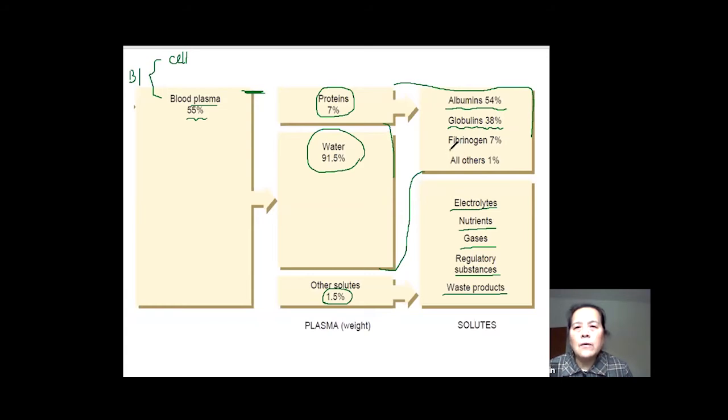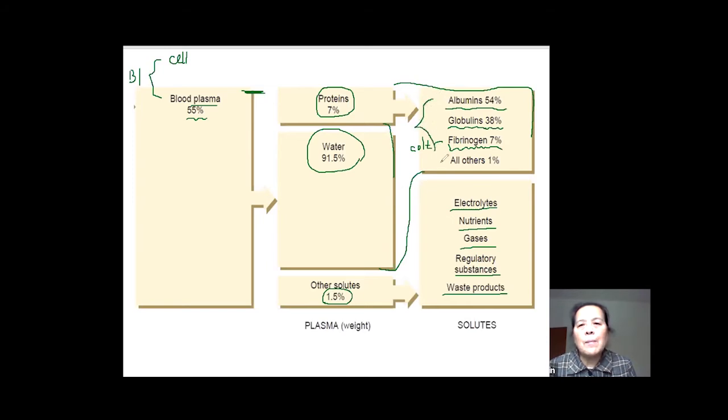And we also have some other proteins, fibrinogen. So fibrinogen's function is mainly to cause blood clots. We're talking about it later. So basically in the blood plasma, we say we have mainly water. Second big part is the protein.